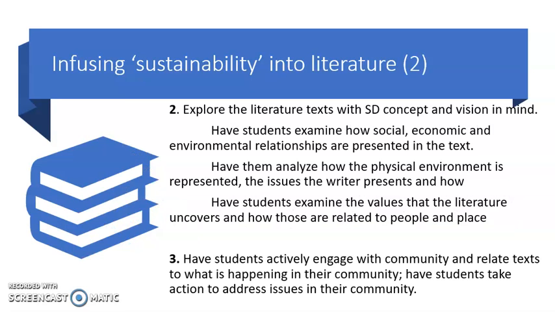Next, we explore the literature text with that concept and vision in mind. So we have students examine how social, economic, and environmental relationships are presented in the text. We have them analyze how the physical environment is represented, the issues the writer raises, and how. We have students examine the values that the literature uncovers and how those are related to people and to place.